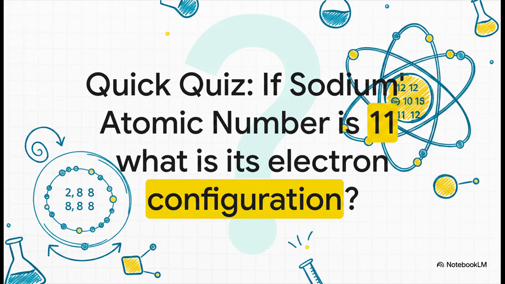Sodium's atomic number is 11. That means it has 11 protons, and so it also has 11 electrons to balance it out. Using that 2-8-8 rule we just saw, how would you arrange those 11 electrons? Take a sec to think about it.